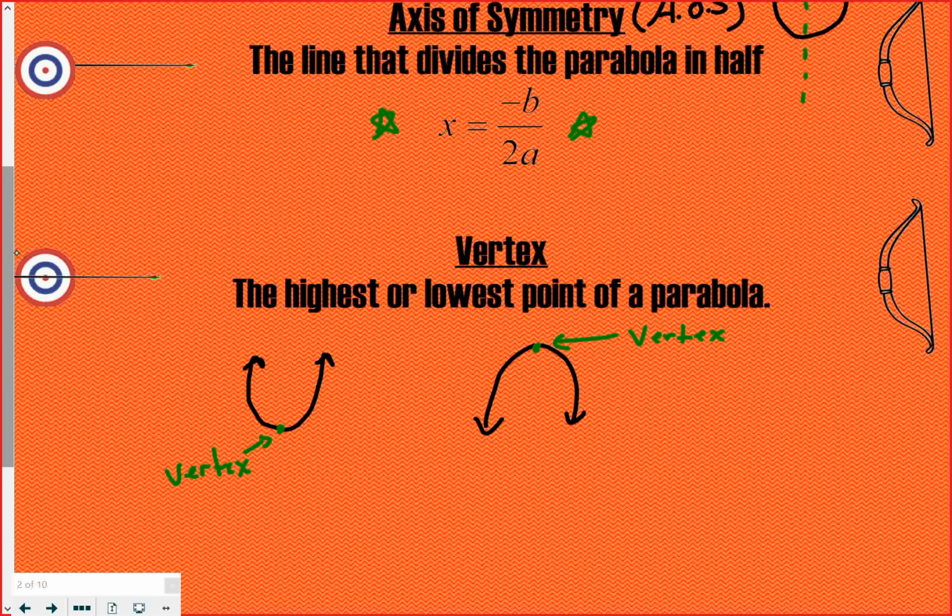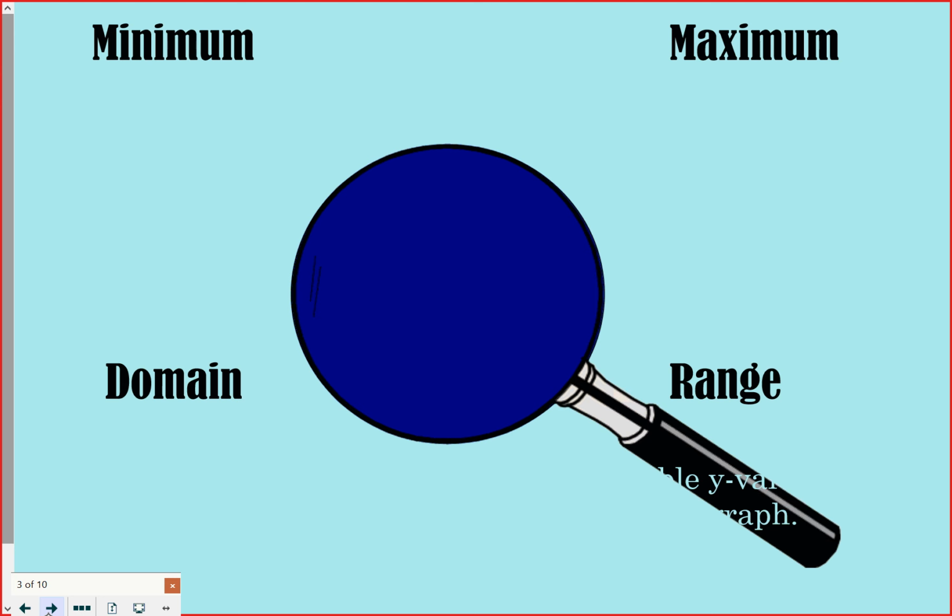So far, we talked about the parabola, the axis of symmetry, and the vertex of the parabola. Are there any questions or concerns so far with these three terms that you may have? Okay, so let's go ahead and continue then.